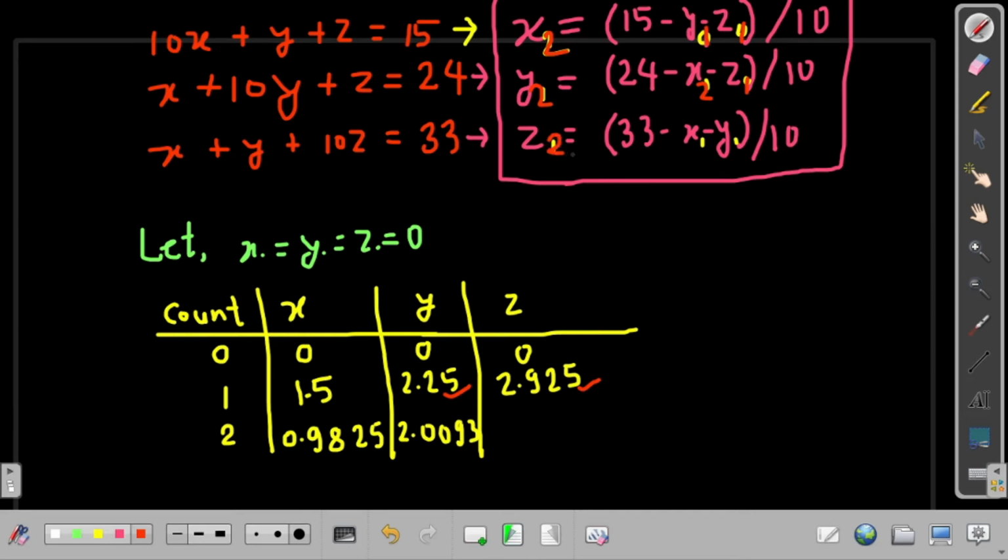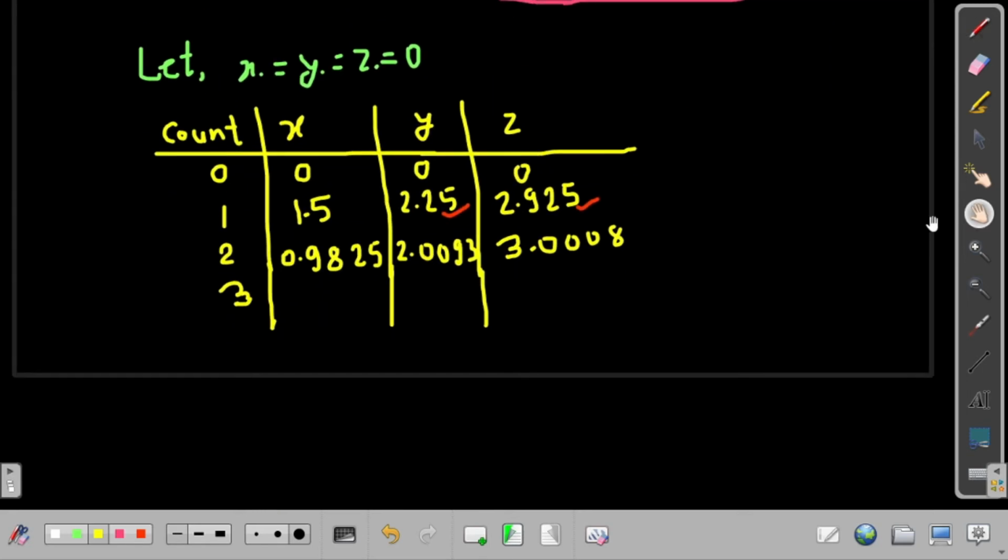You can find z2. z2 will be equal to 33 minus x2 minus y2, and that will give us 3.0008. Now we'll go for the third iteration, and in the same way, in the third iteration you will find the values to be 0.999, 2.000, 3.000.